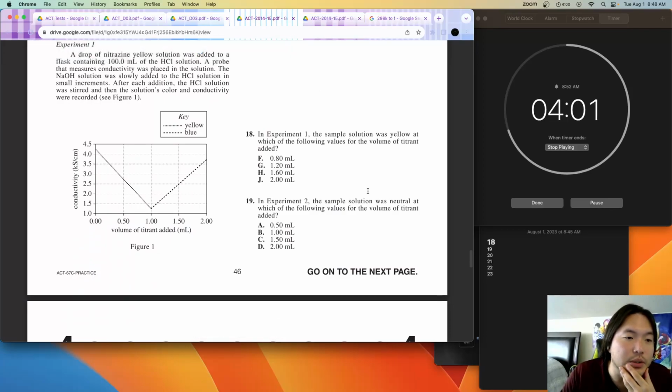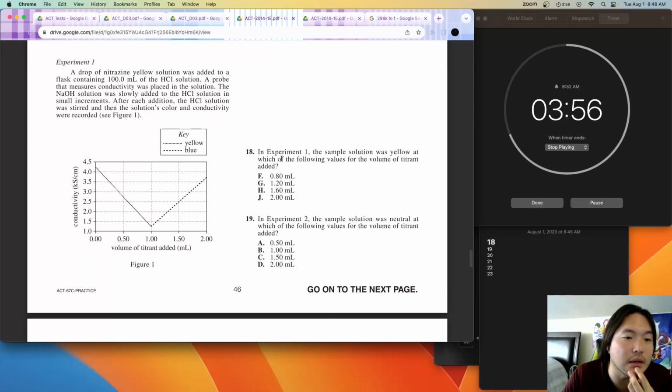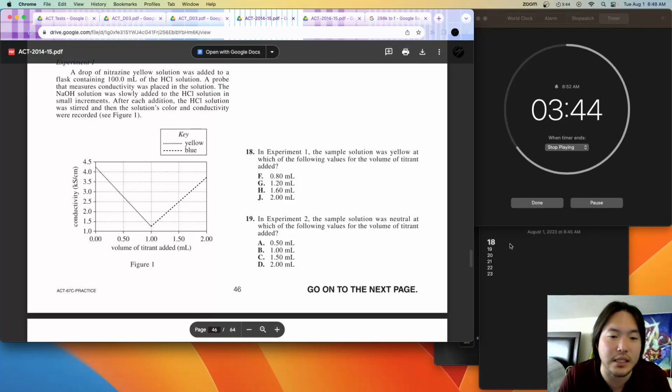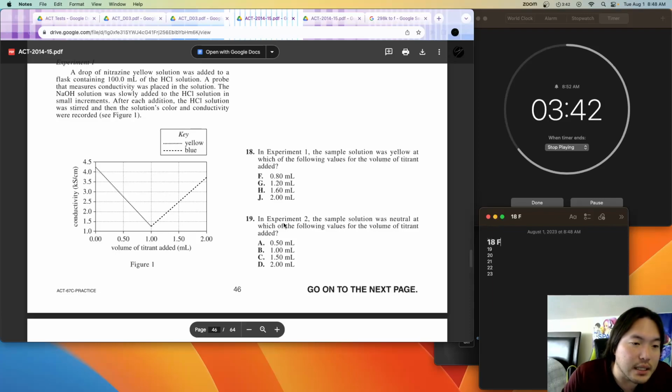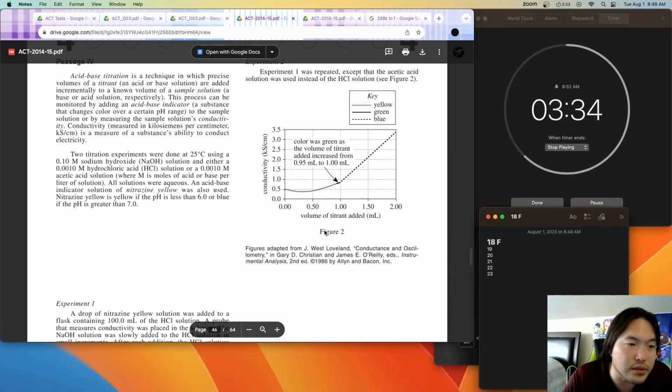18, experiment 1, the sample solution was yellow at which of the following values of the volume of the titrant added? So volume of the titrant added is down here, right? Yellow is these dots. You have blue over here, yellow over here. So we're looking for like 0.5 or anywhere below 1, honestly. It's F. 19, experiment 2. The sample solution was neutral at which of the following values for the volume of titrant added? Neutral.